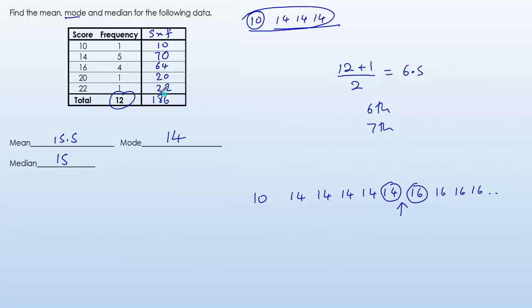Now we can also find that without taking it out of the table by using what's known as a cumulative frequency. So we've got one piece of data here. Then we come across 5 14s. So at the end of the 14s, we've got 6 pieces of data. Then we get 4 16s, so we have 10 pieces of data at the end there. So we can identify from here that the 6th piece of data is a 14, and then the next piece of data would be a 16. So we don't need to take it out of the table in order to do this.